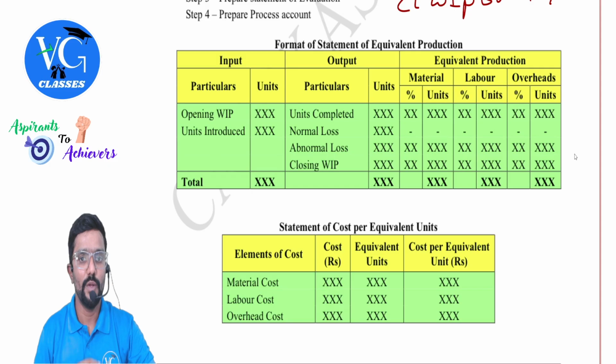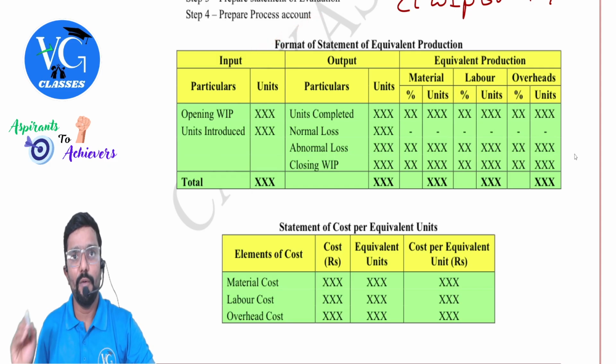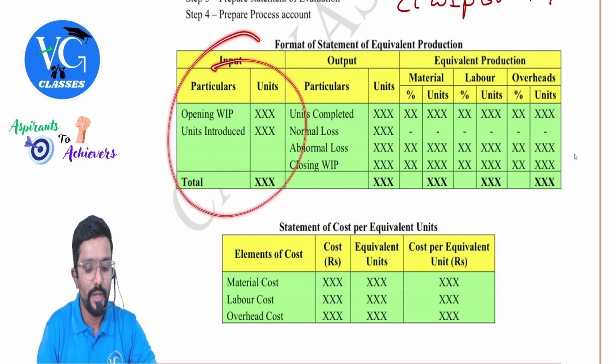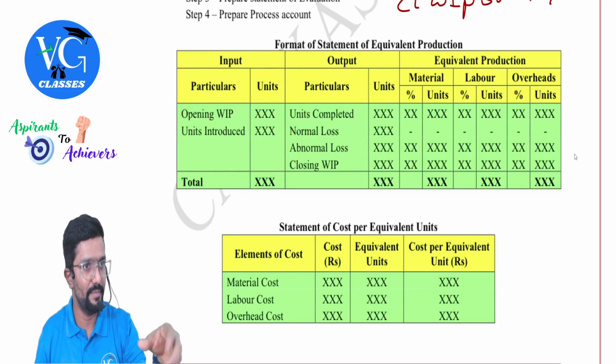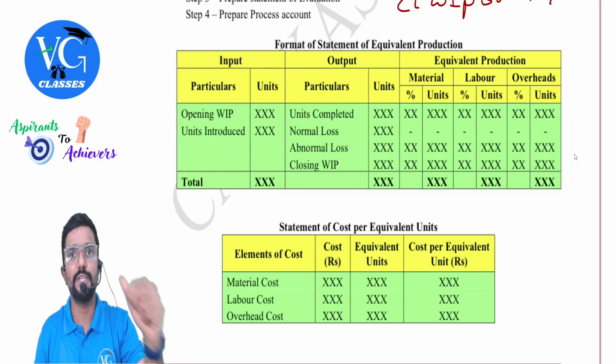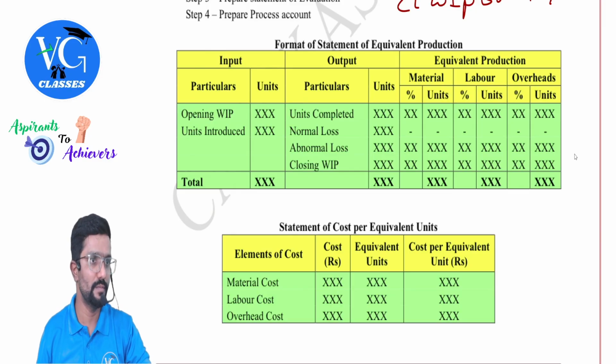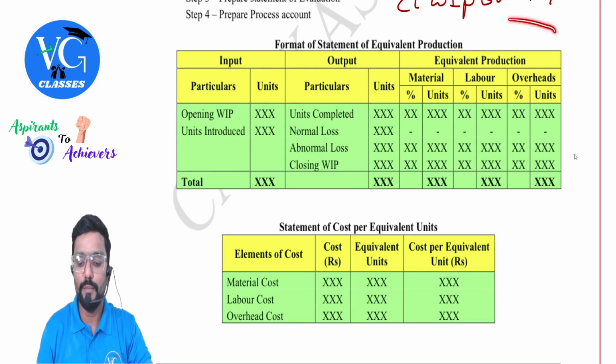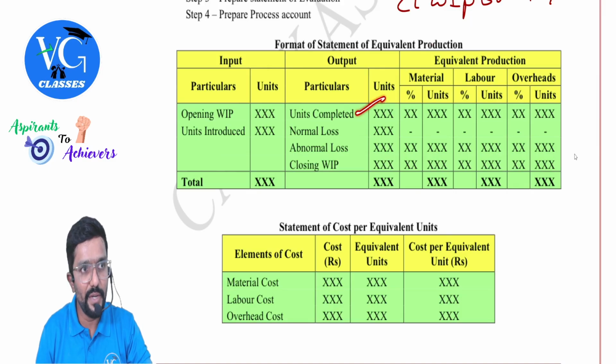Okay. Format for equivalent production, guys. Statement of equivalent production. First take inputs. Input will be opening WIP plus units introduced during the current period, meaning how many units are introduced into the manufacturing process. Then you try to tally that with output. We'll come to this part later. First we will try to tally with output. Units completed you take, that is nothing but output transferred to the next process.